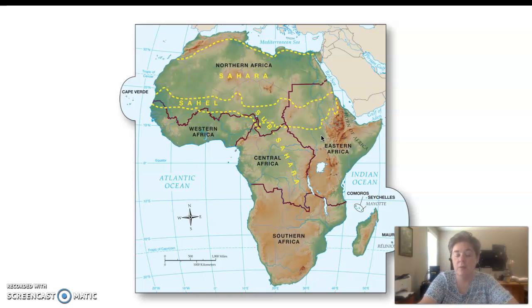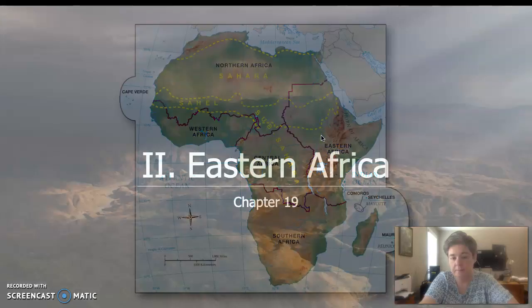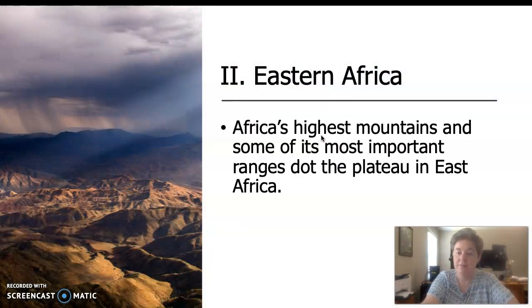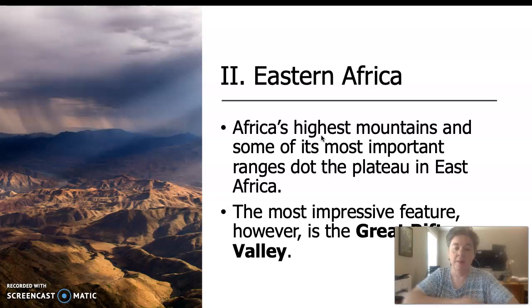And most of the area that we're going to be looking at in Eastern Africa is this Sub-Saharan Africa. You see some of it spreads up into the Sahara and the Sahel, but most of it is below it. Okay. So here we go. Africa's highest mountains and some of its most important mountain ranges are right here in Eastern Africa. This is a picture of one of them. But the most impressive feature of Eastern Africa is the Great Rift Valley.